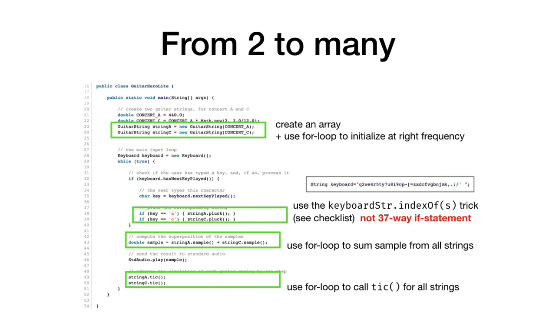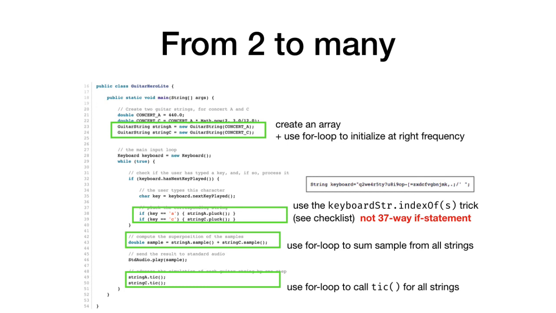Guitar Hero Lite is code that we've provided to you, and everything is done in it. It's going to make a simplified Guitar Hero client where you can only do two strings, concert A and concert C. This will be an easy way for you to test that your guitar string works. Once you're done with ring buffer and guitar string, if they work, you can run that program and try these two sounds out.